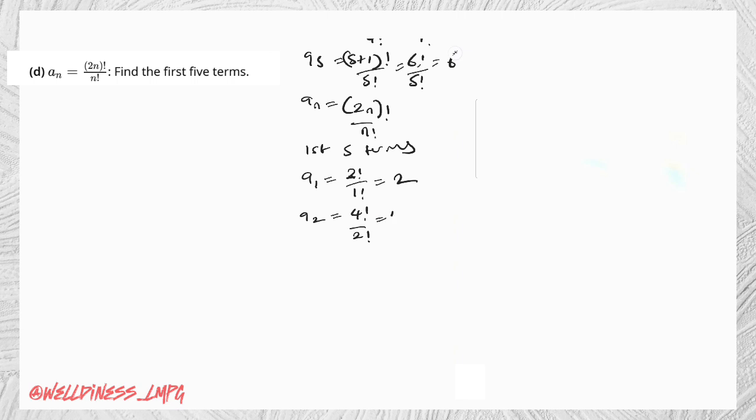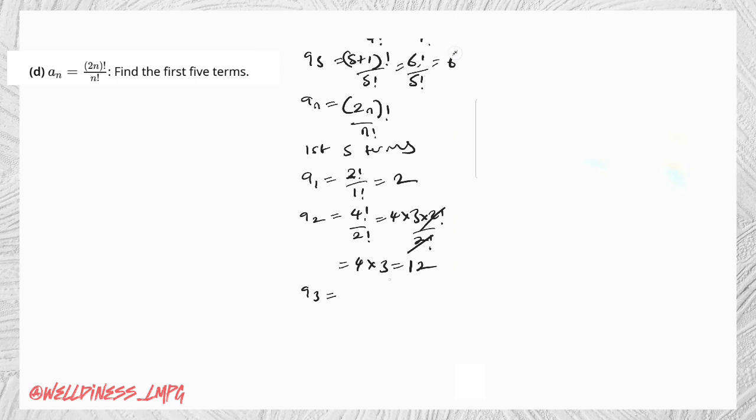Now A2 will give you 2 times 2 factorial divided by 2 factorial. So 2 times 2 is 4. 4 factorial divided by 2 factorial. And we know that 2 factorial can cancel out 2 factorial, so I'm left with 4 times 3. And 4 times 3 will give you 12.